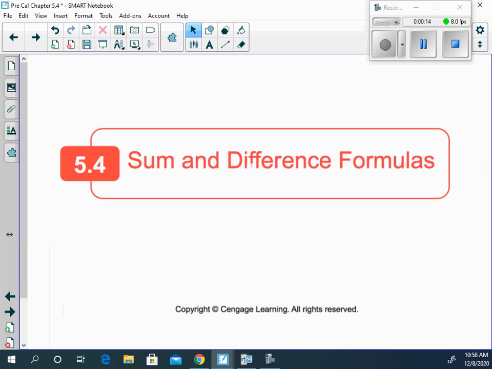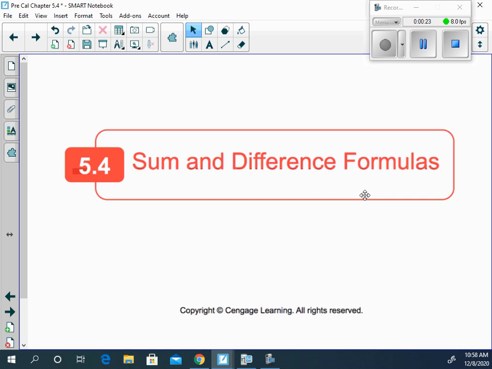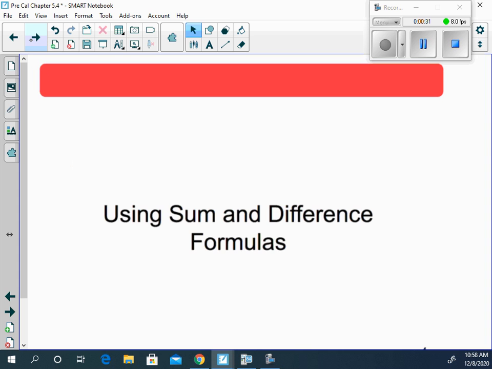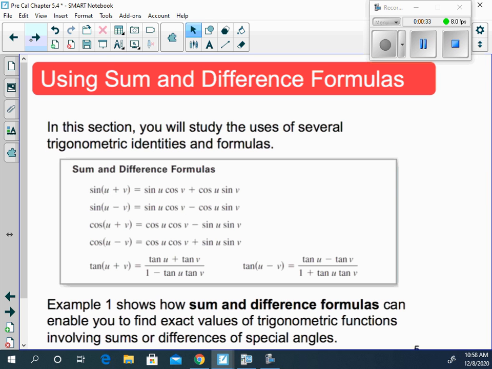Because in 5.4 we're looking at sum and difference formulas: the sum of two angles and the difference of two angles. So using the sum and difference formulas to evaluate trigonometric functions, verify identities, and solve trigonometric equations. Now, the sum and difference formulas, I gave you the reference sheet already, so they have them there. They're down at the bottom of the first page.